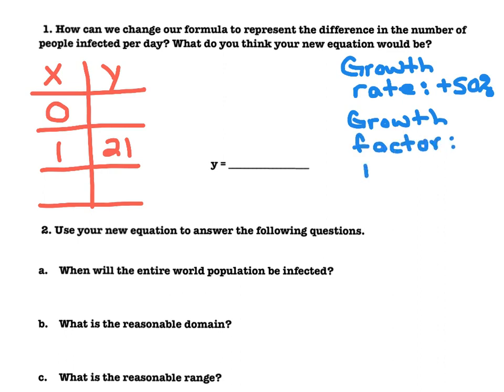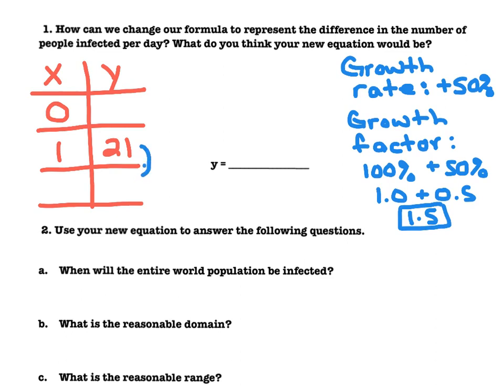we have our 100% that it starts at, and then if it's growing by 50% per day, keep in mind that we cannot calculate with percents, so we need to change these both to decimals. So that'd be 1.0 plus 0.5. So that means our growth factor would be 1.5. So then from here to here, it's going to grow by 1.5. Therefore, on day 2, we know that it would be 21 times 1.5, which is 31.5.